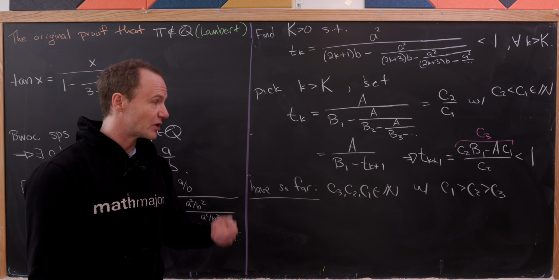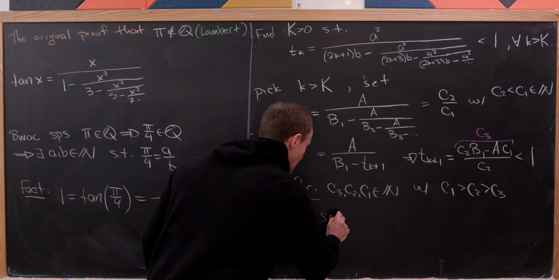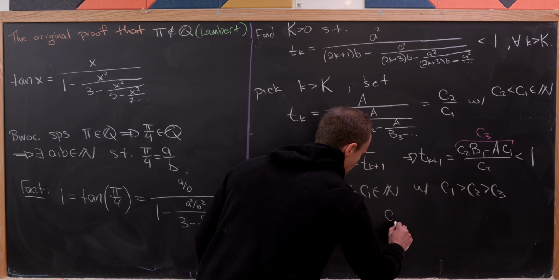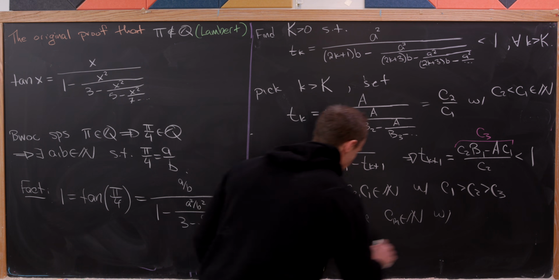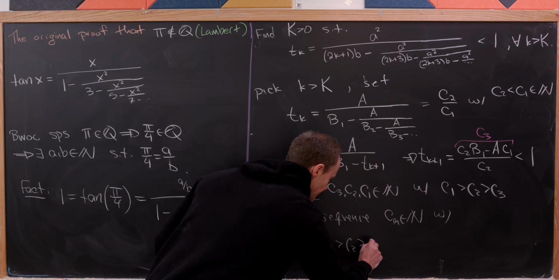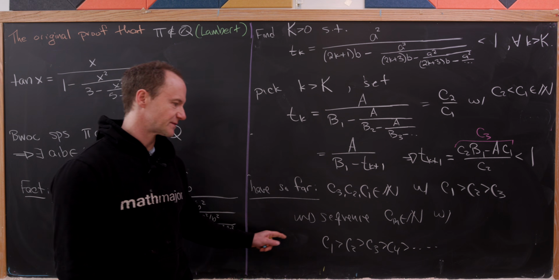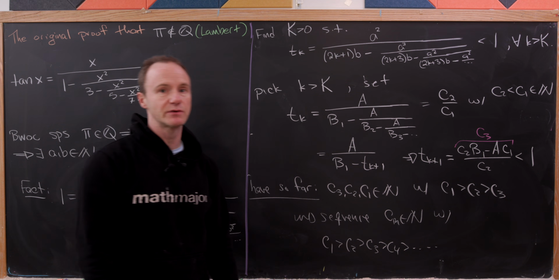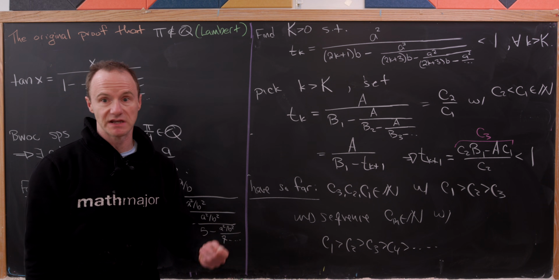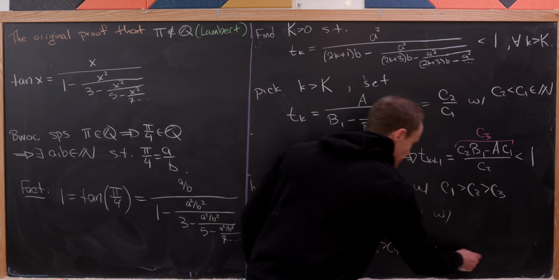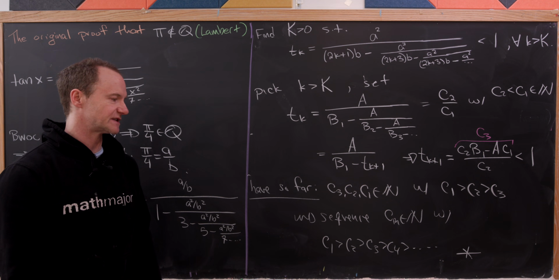But then there's no reason to stop at this jump from tk to tk plus 1. We could just keep going. And if we keep going, what we'll get is a sequence C sub m, all of natural numbers, with C1 bigger than C2, bigger than C3, bigger than C4, so on and so forth. But it's pretty clearly impossible to have an infinite decreasing sequence of natural numbers because we'll run out of natural numbers. The smallest of them is equal to 1. Okay, so that's our contradiction: the inability to create this infinite decreasing sequence of natural numbers.